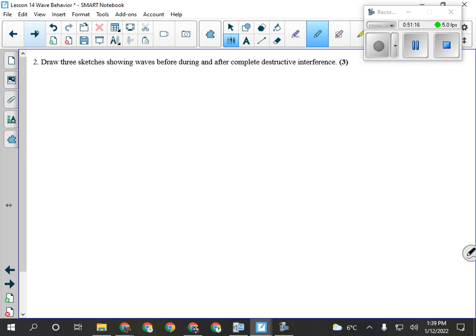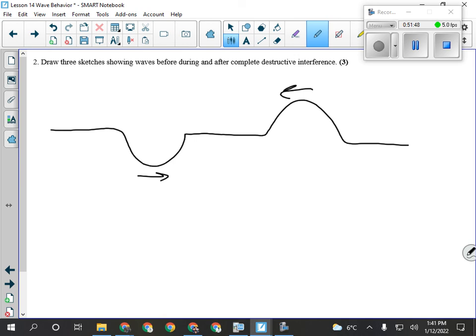All right. Before, during, and after, complete destructive interference. Okay, so I want a before complete destructive interference, a during complete destructive interference, and an after complete destructive interference. So again, imagine this is like pulses on a slinky. Okay, so for this one here, if they're going to interfere destructively, I've got to have pulses that are opposite. Okay, so I've got these two pulses which are opposite approaching each other. When they are interfering destructively, it would look like that.